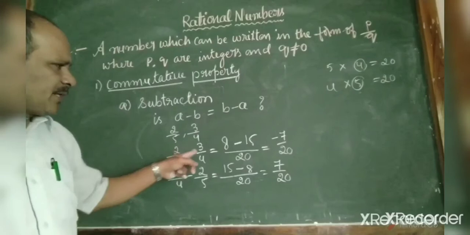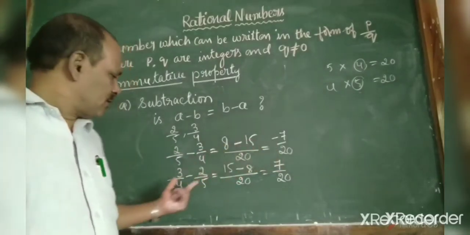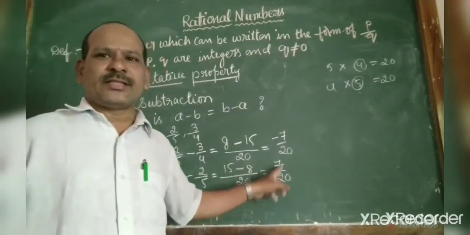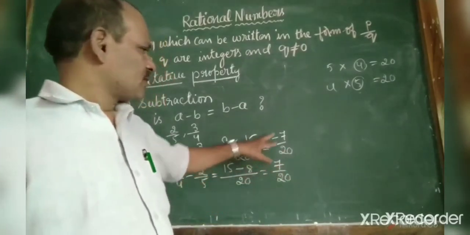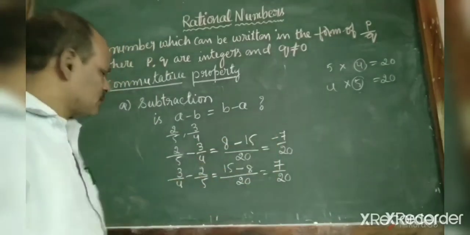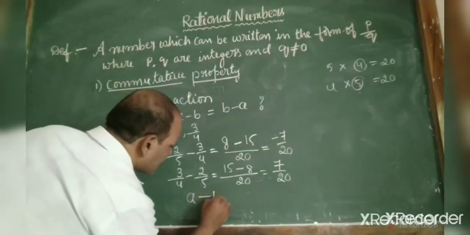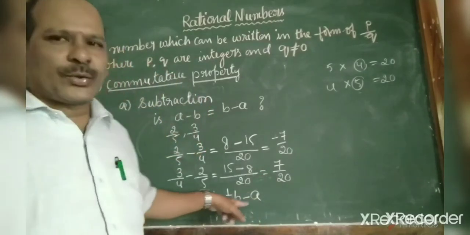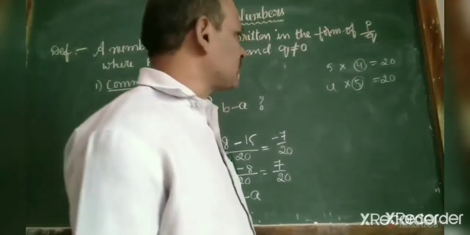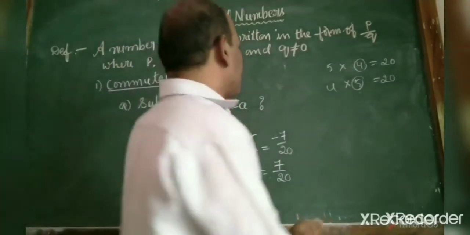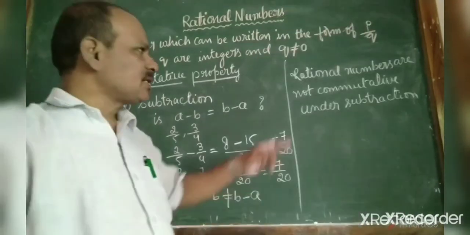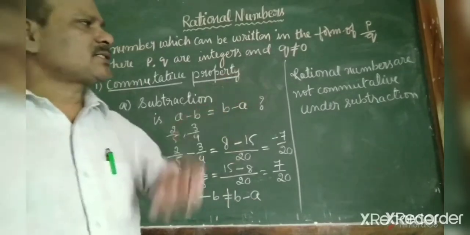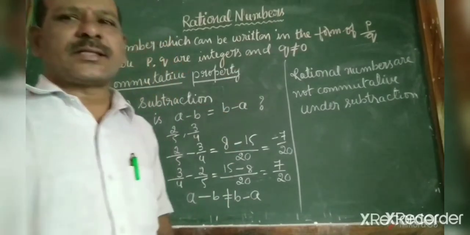See, when I am doing A minus B, I am getting the answer minus 7 by 20. When I am reversing and doing subtraction, then 7 by 20. These two answers are different from each other. First one is negative, second one is positive. So, A minus B not equal to B minus A. So, we can say that rational numbers are not commutative under subtraction.